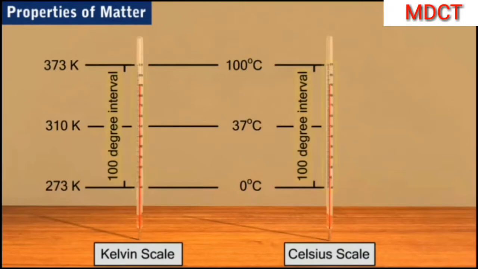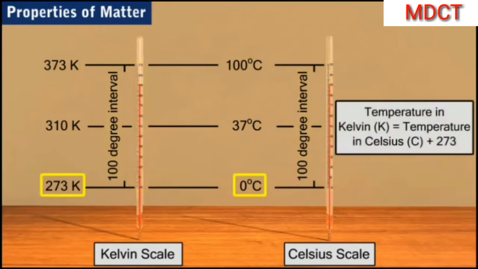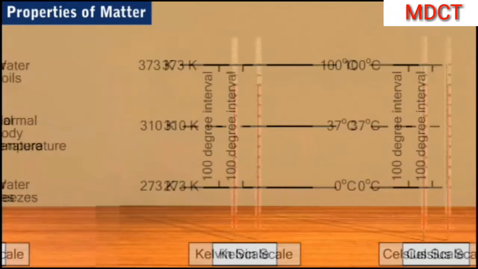The Celsius and Kelvin scales are divided into 100 equal parts. 0 degree Celsius is equal to 273 Kelvin. Thus we can say that the temperature in Kelvin equals temperature in Celsius plus 273. Note that unlike Celsius and Fahrenheit, temperature in Kelvin is not referred to as a degree.